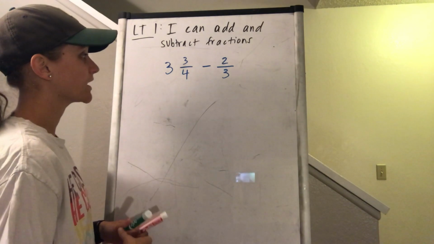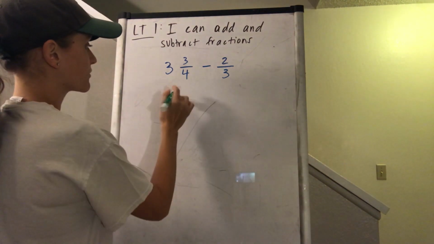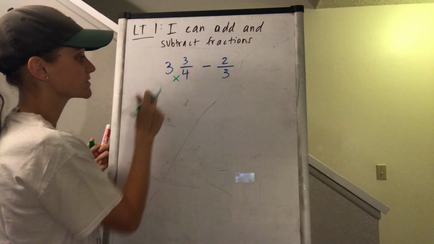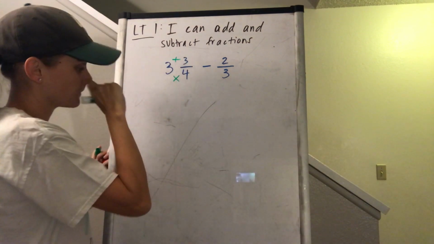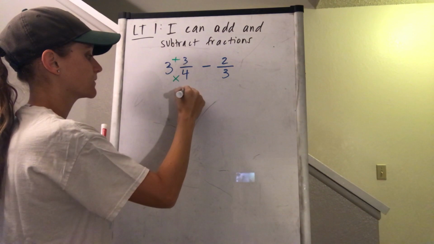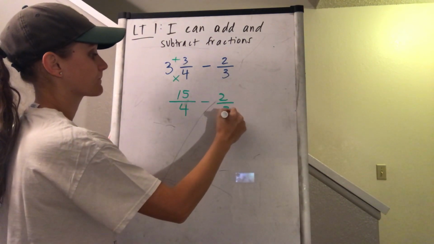So on this one, I like to change them into an improper fraction because I think it just makes it easier. So remember, to do that, you do the denominator times the whole number. I'm going to multiply these, and then afterwards I'm going to add the numerator. So 4 times 3 is 12, plus 3 would give me 15. So it's 15 over 4, and then I just bring this one down.